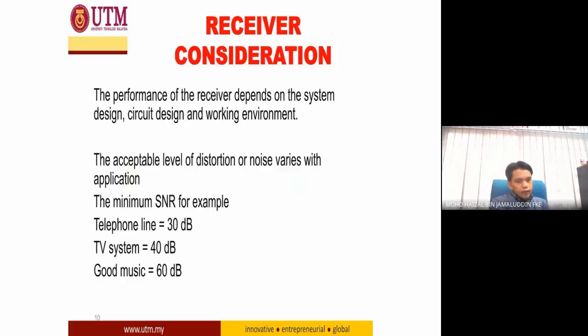Besides the SNR, there are a lot more receiver system considerations. You have the receiver sensitivity, selectivity, image rejection, intermodulation rejection, frequency stability, and radiation emission. There are a lot more. You can read it by yourself, further Google it, or read from the book to know the other system considerations.